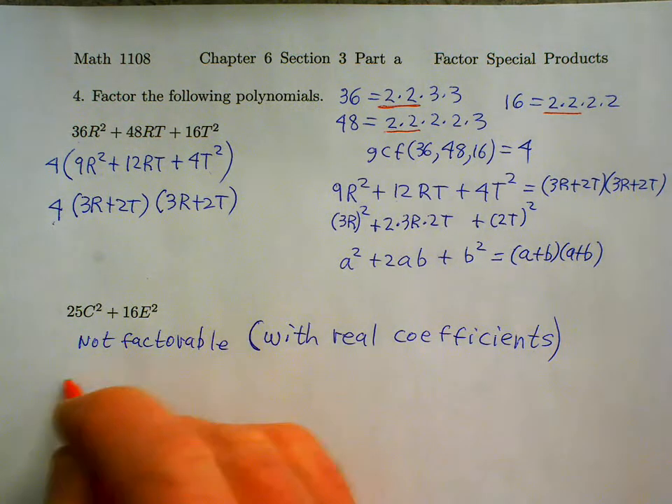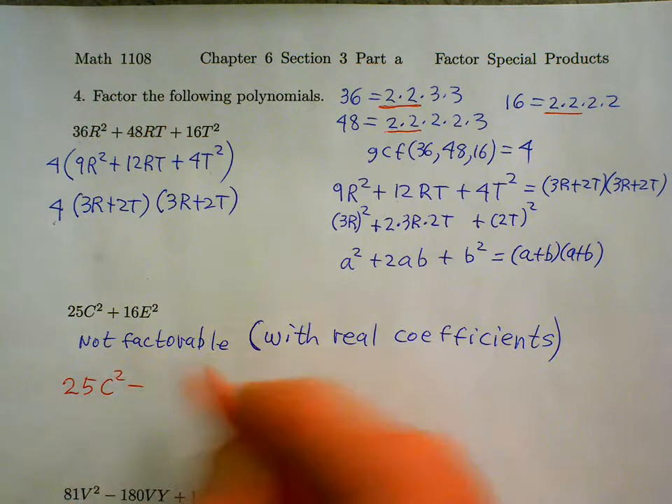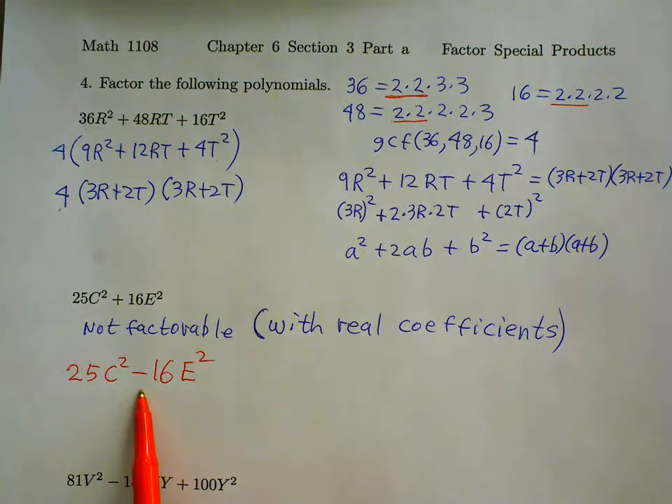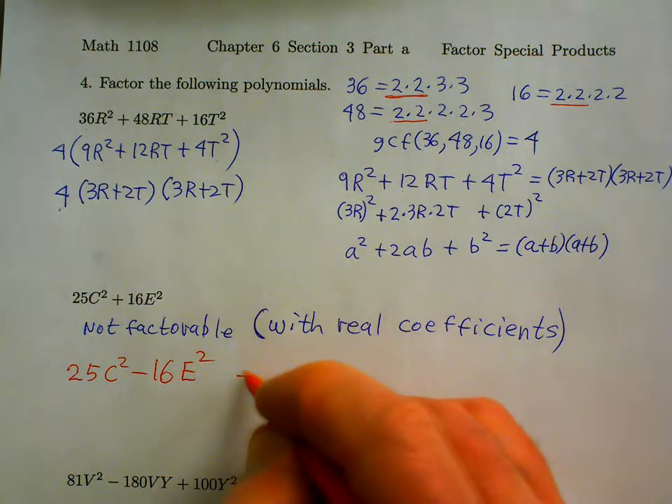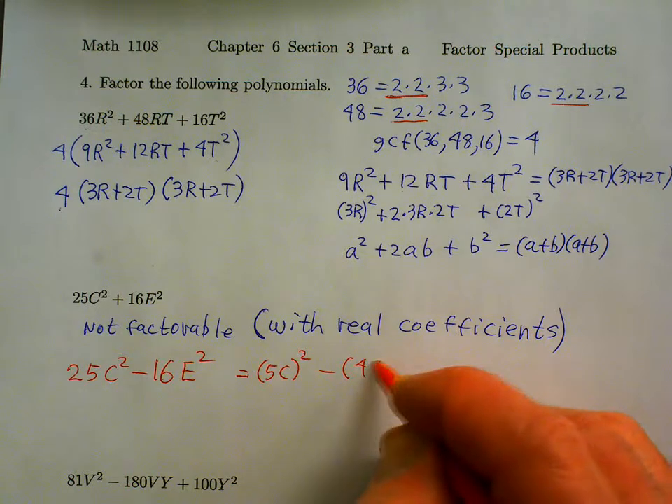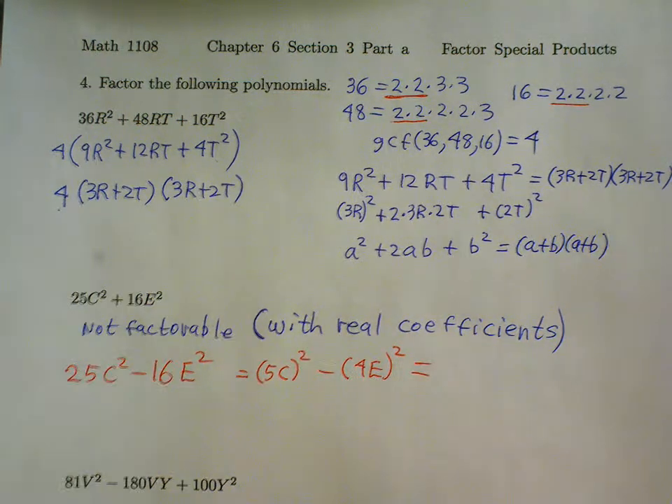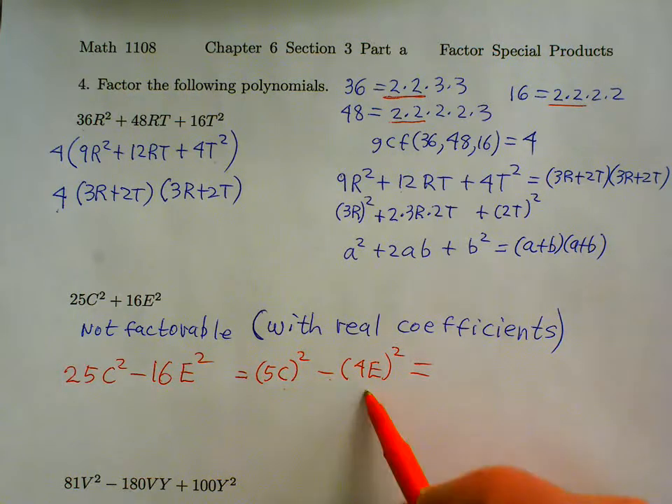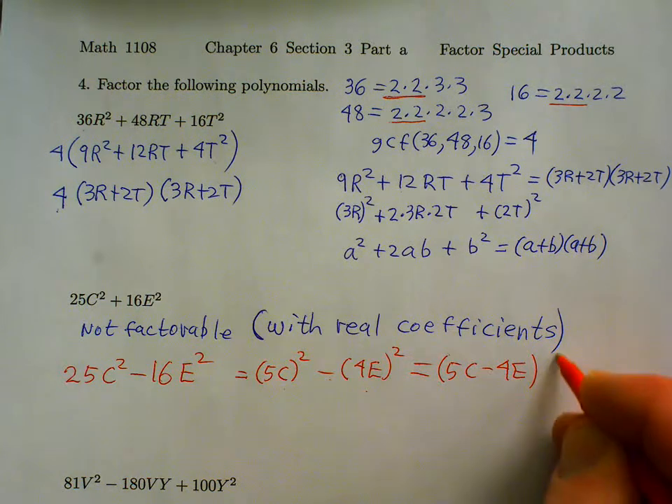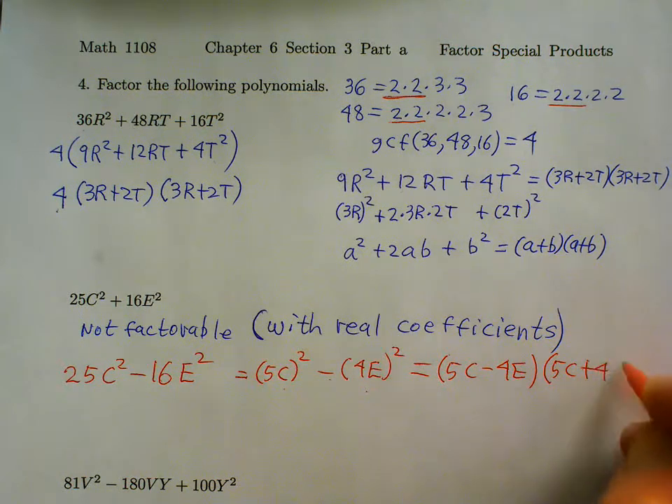What if it were 25c to the second minus 16e to the second instead? Well, this is a difference of squares. A difference of squares is factorable. So if it helps, you can write it as the term 5c squared minus the term 4e squared. And a difference of two squares is factorable. One factor is 5c minus 4e. The other factor is 5c plus 4e.